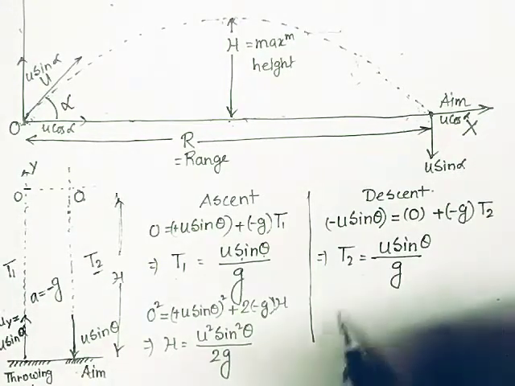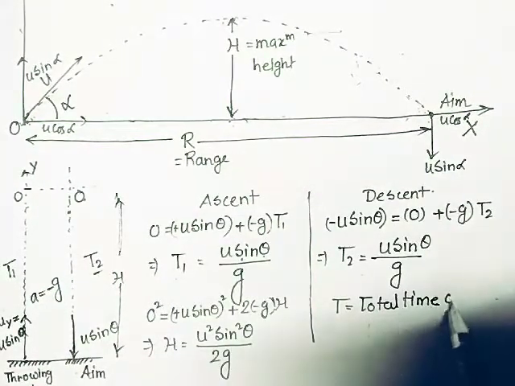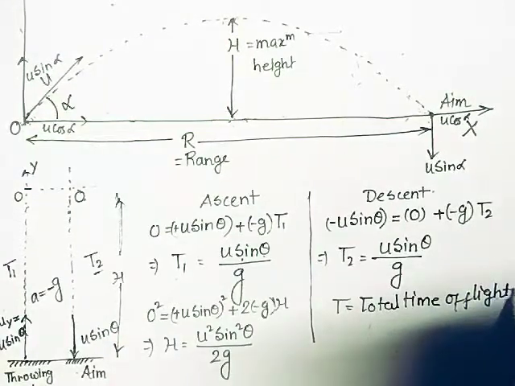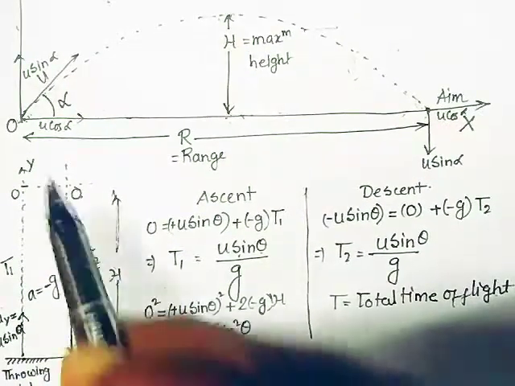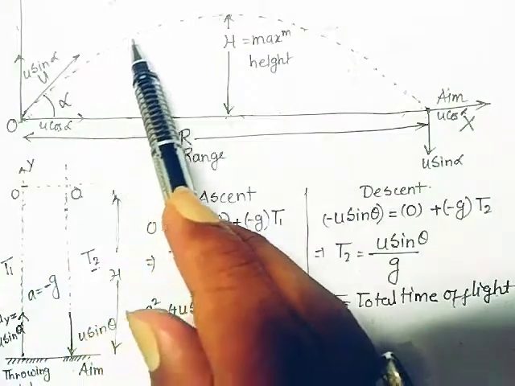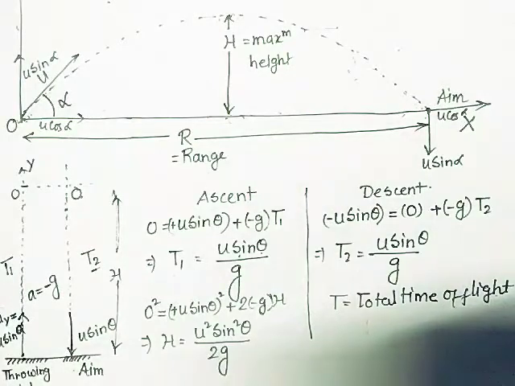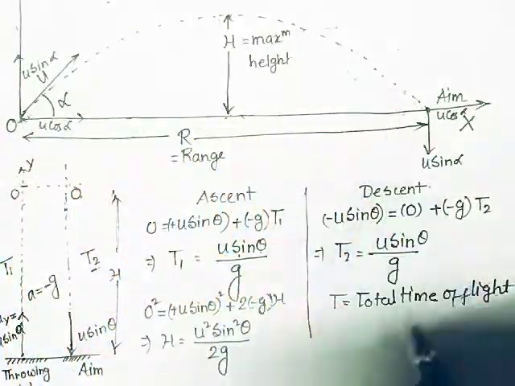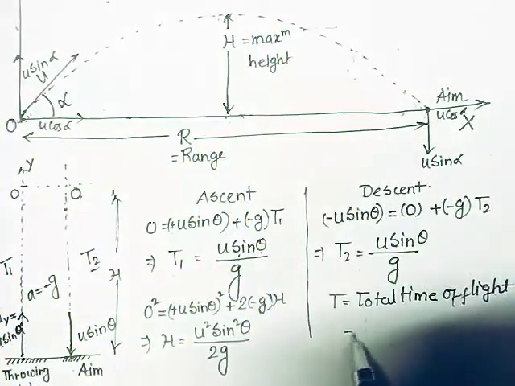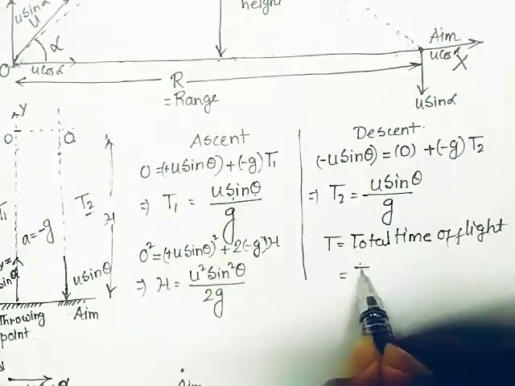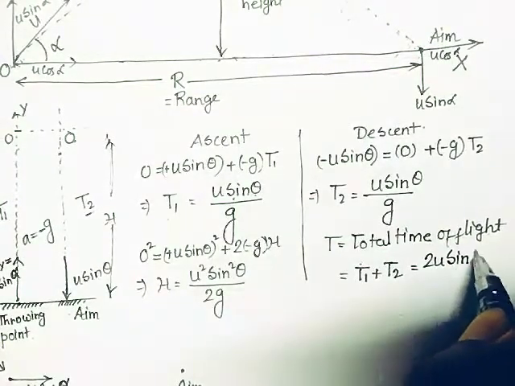At that time, the time of ascent and time of descent are equal, so this is also followed here. Okay, so what is the total time of flight? What is the meaning of the total time of flight? That's the time for which the particle will be in the air. The particle starts from here, reaches the maximum height, and again comes down, striking the aim. The total time taken for this is the total time of flight. How can we calculate it? Time of ascent plus time of descent, so it will be t1 plus t2, which is 2u sine theta divided by g.